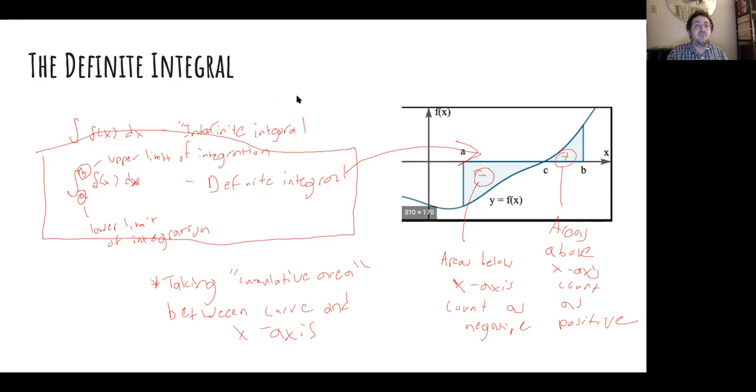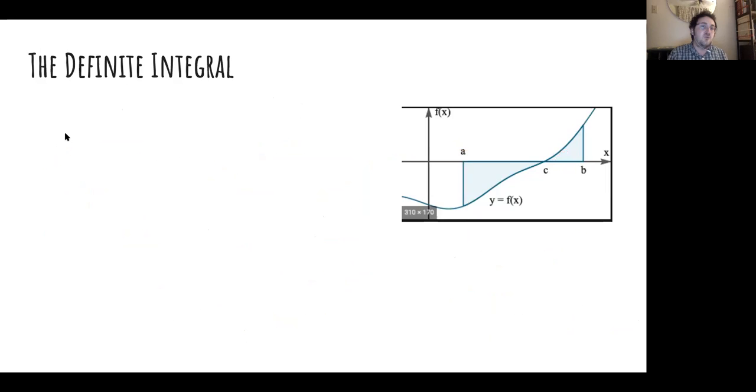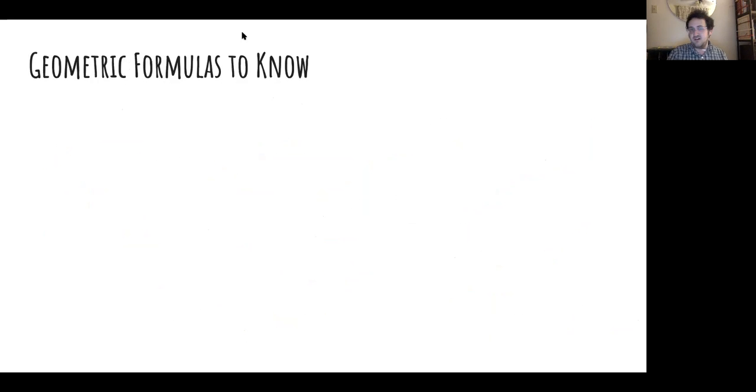A bit of background knowledge that you will need for the problems is from the days of geometry. You are going to see some pretty familiar shapes. One of the formulas that you'll see is for rectangles: the area equals length times width. You'll see triangles: the area equals half base times height.